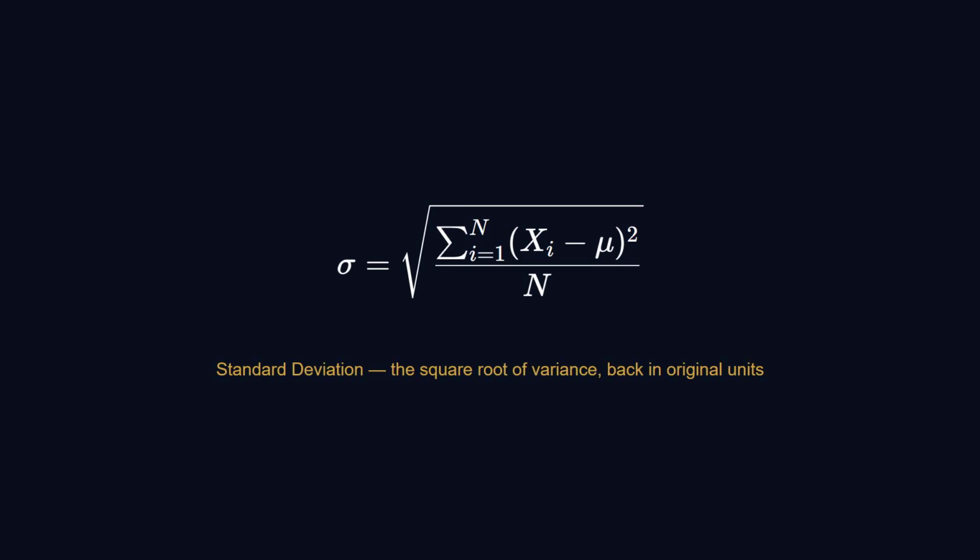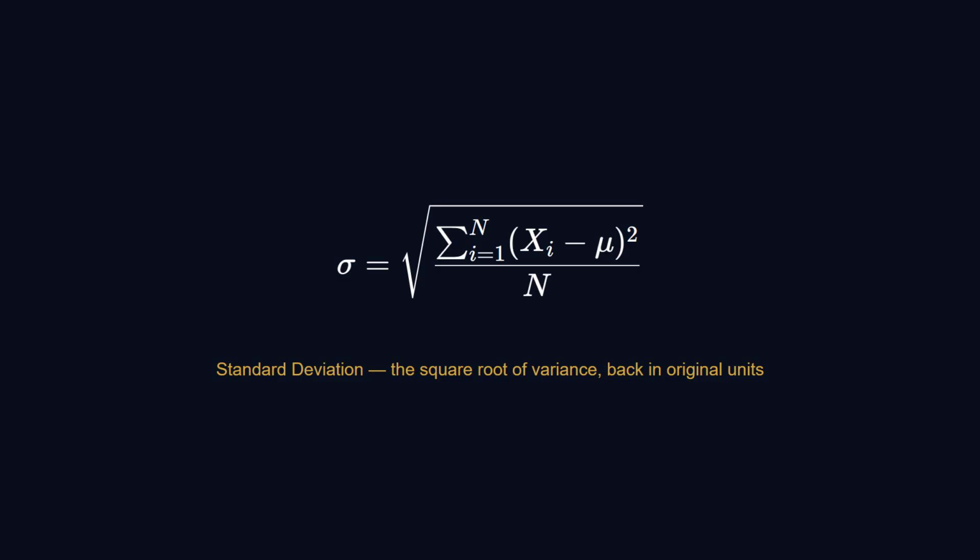Standard deviation. Take the square root of the variance. Now you are back in the original units. If returns are in percent, standard deviation is also in percent. Sigma equals the square root of sigma squared. Standard deviation is the measure of risk in finance. When someone says a stock has volatility of 20%, they mean the annualized standard deviation of returns is 20%. Higher standard deviation means wider dispersion of returns around the mean, more uncertainty, more risk.